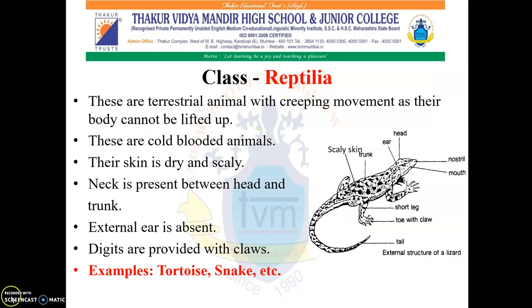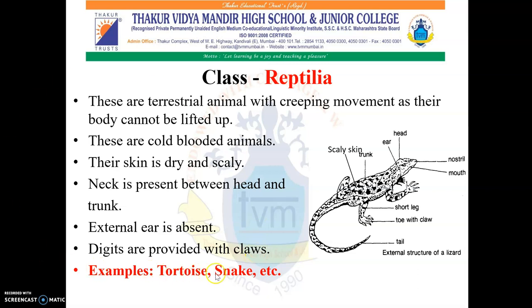Class Reptilia. These are terrestrial animals with creeping movement as their body cannot be lifted up. These are cold-blooded animals, means they cannot control their body temperature and therefore become sluggish in cold weather. Their skin is dry and scaly. Neck is present between head and trunk. External ear is absent. Digits are provided with claws.